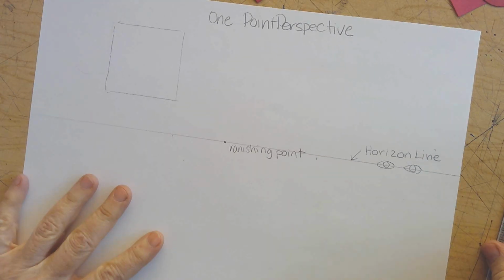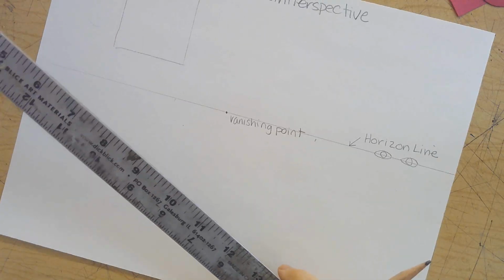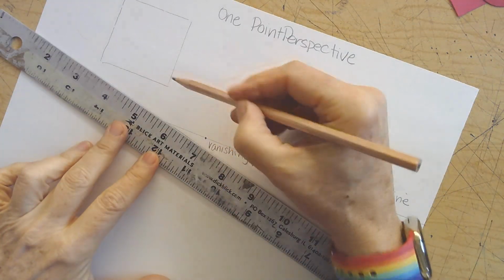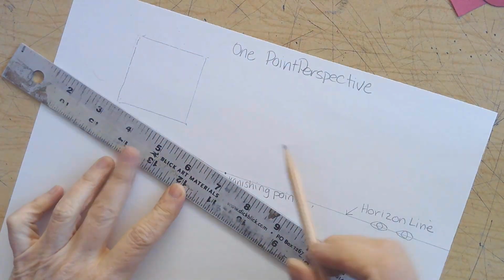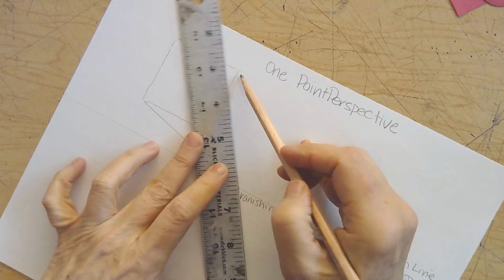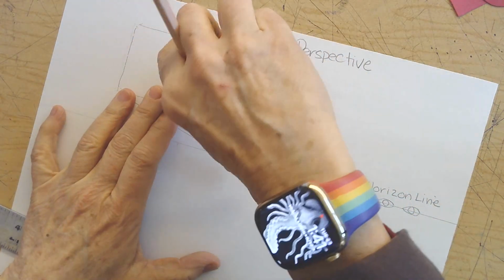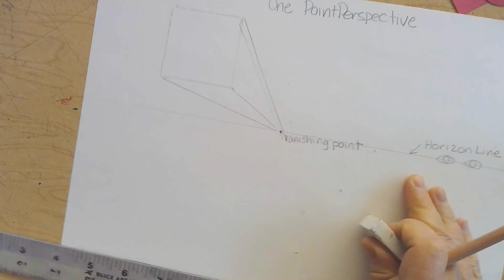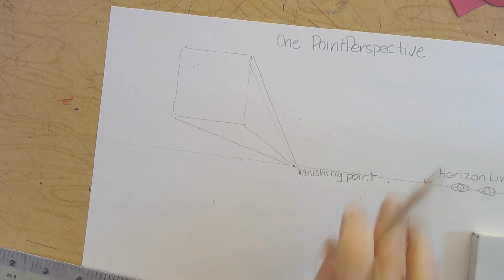And so everything that's going away from you, or all the sides of the object going away from you, are going to get smaller at a certain rate. Let me show you how to work it. From each corner, you're going to draw a line to the vanishing point. And you'll see, automatically, that it looks like it's coming out of the background and coming towards you, and maybe even over your head.